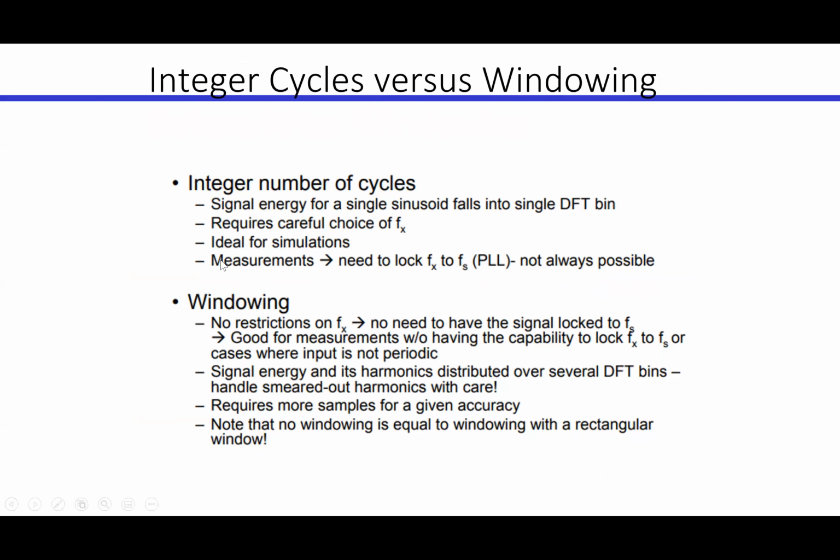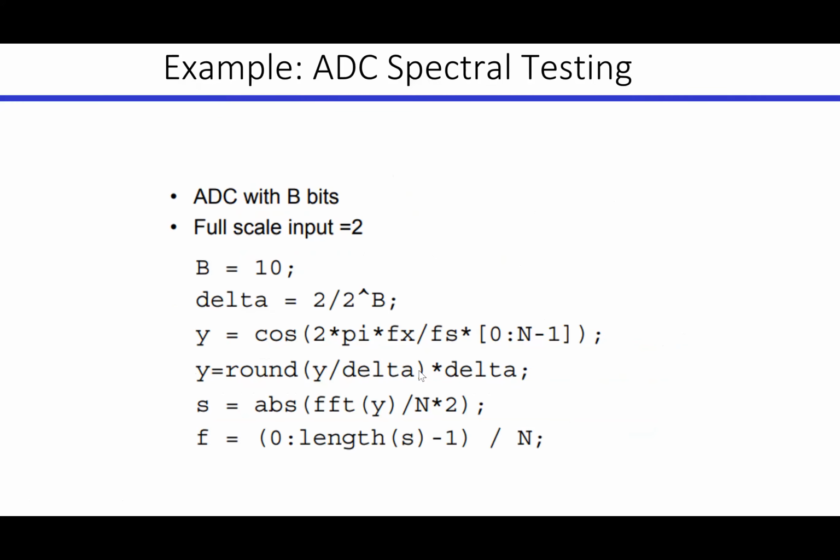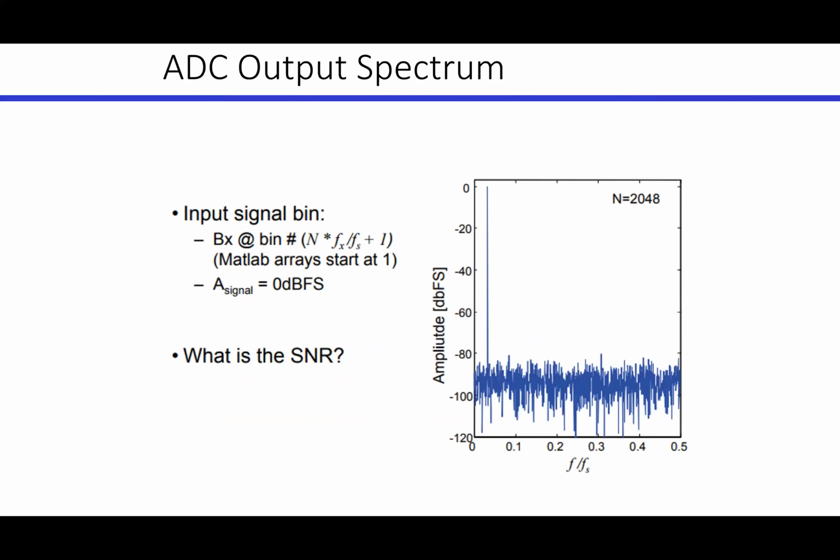Again, integer multiples of cycles is a good solution for simulation. However, when you do real measurement testing, sometimes it's hard to do that, selecting the number of cycles versus selecting the frequency of your input signal and your clock frequency. So you go to the choice of windowing. And this is an example of doing windowing.